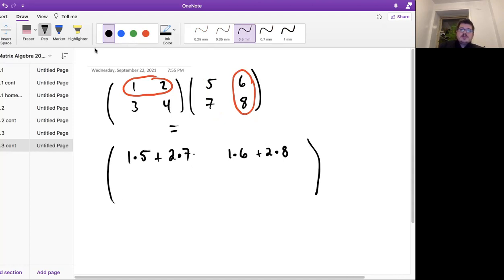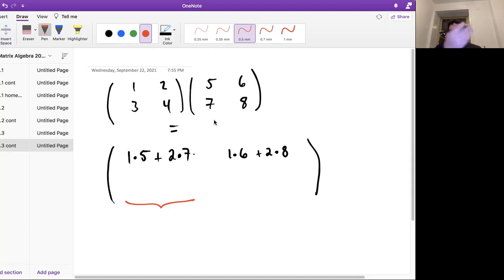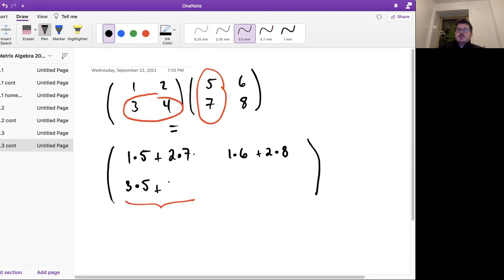So now you tell me, in the second row, first column, what row and column are we looking at in the factors? Yes, we're looking at the second row, first column. So 3 times 5 plus 4 times 7. Good.